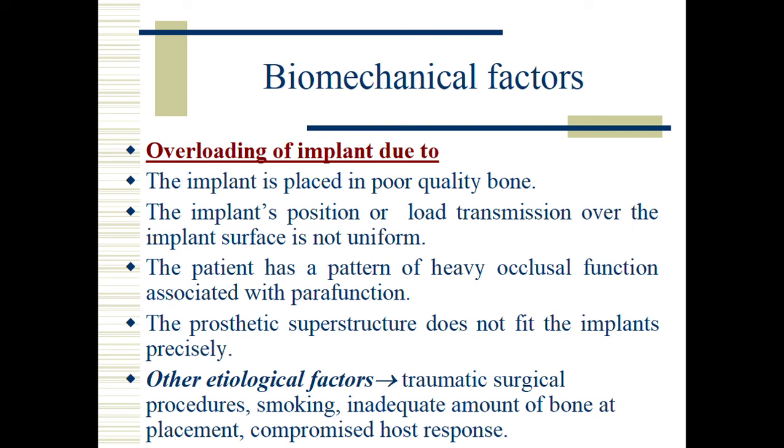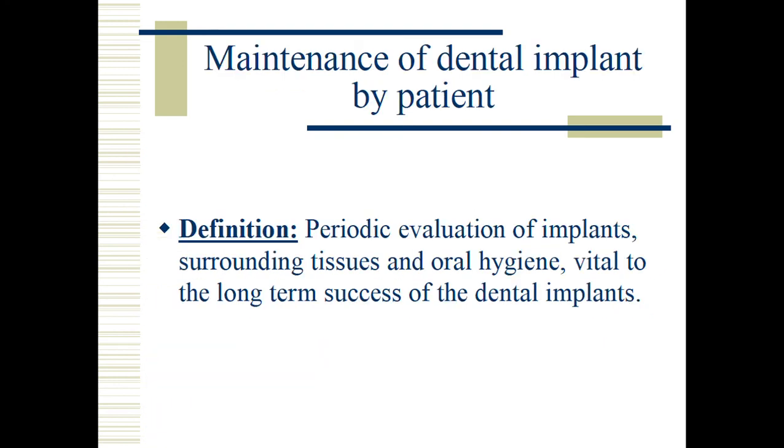The implant position or load transmission over the implant surface is not uniform. Patient has a pattern of heavy occlusal function as seen in parafunctional habit. The prosthetic superstructure does not fit the implant precisely. Other etiological factors are traumatic surgical procedure, smoking, inadequate amount of bone at placement site, compromised host response.